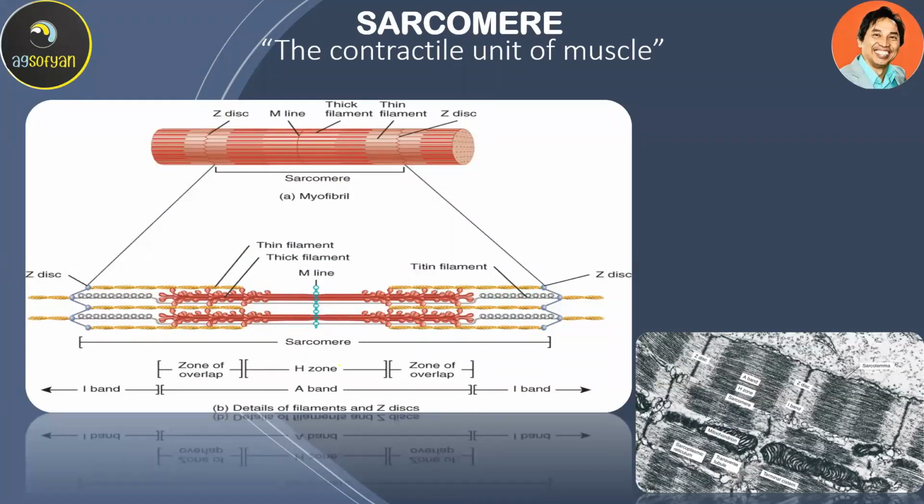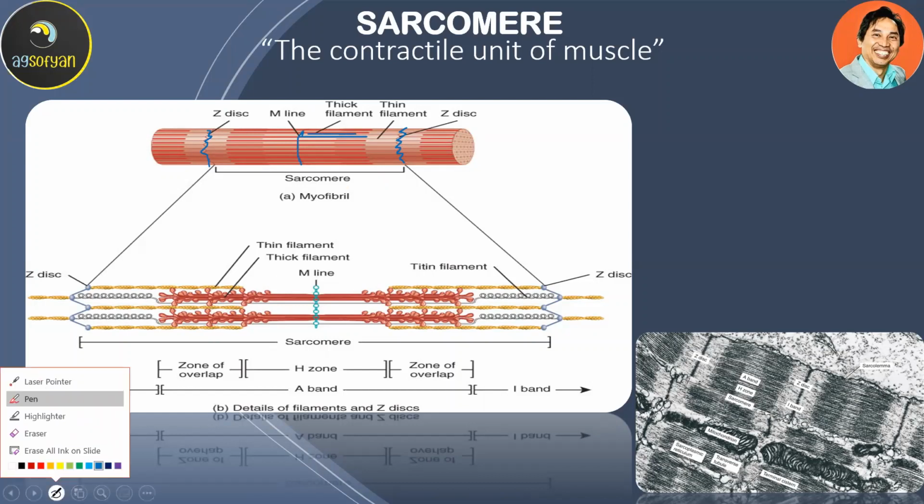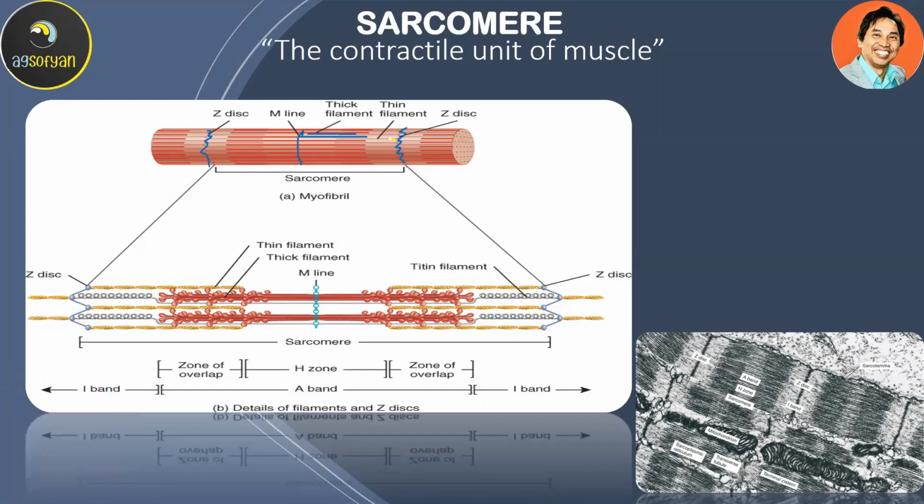Now, how does the sarcomere look? Again, it is bordered by the Z disc. It's called the Z disc because it looks like the letter Z. Okay, and in the middle there is an M-line protein, and this M-line protein anchors the thick filament, which is the myosin, and the Z disc anchors the thin filament, which is the actin. Okay, so this is one sarcomere.